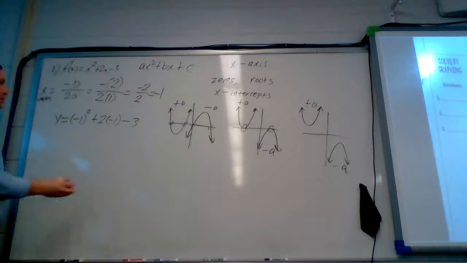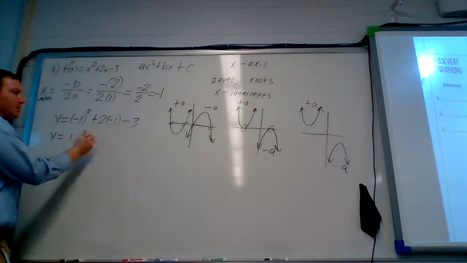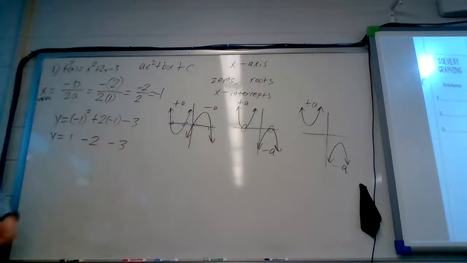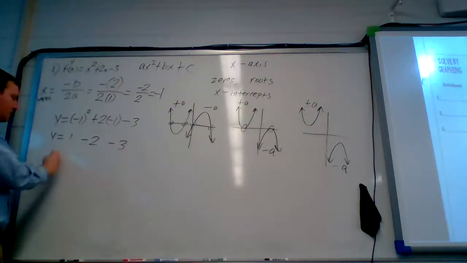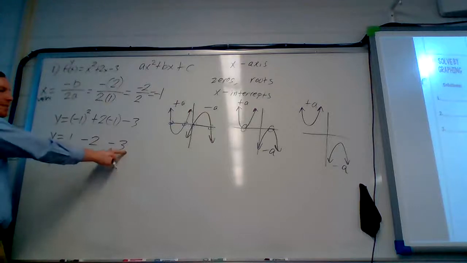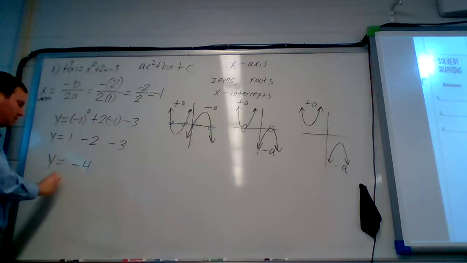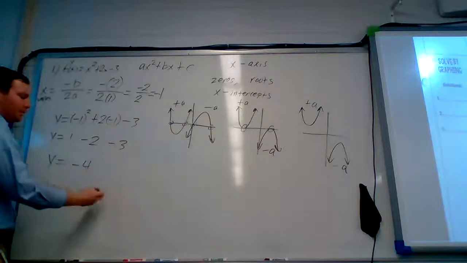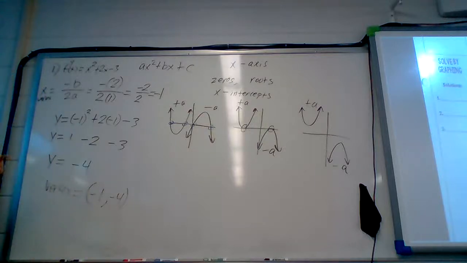So if I have negative 1 squared, that gives me 1. 2 times negative 1 is negative 2, and then a minus 3. Combine all of our like terms, so we have 1 minus 2, that's negative 1, minus a 3, negative 4. So our vertex is going to be at the point negative 1, negative 4.